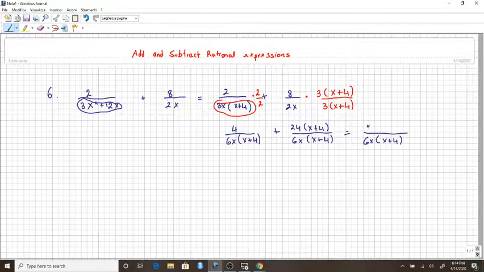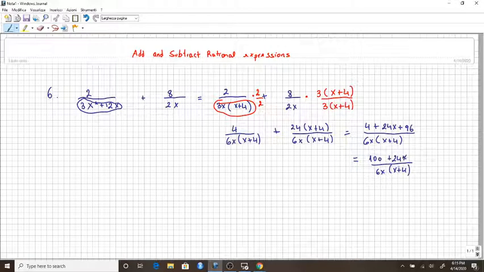And I can combine the two numerators, so we have 4 plus 24 times x is 24x, and then 24 times 4 should be 96. Alright, so looks like we are done. Notice that we can actually simplify this, because 4 plus 96 can be combined into 100 plus 24x and then divide by 6x times x plus 4.